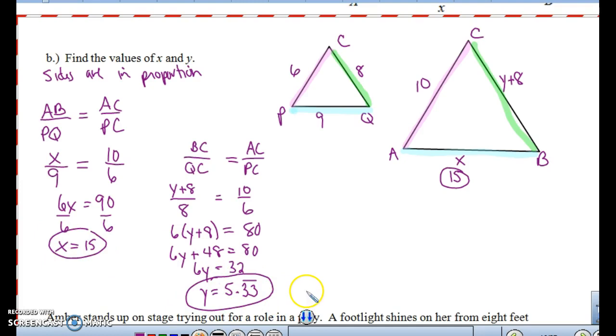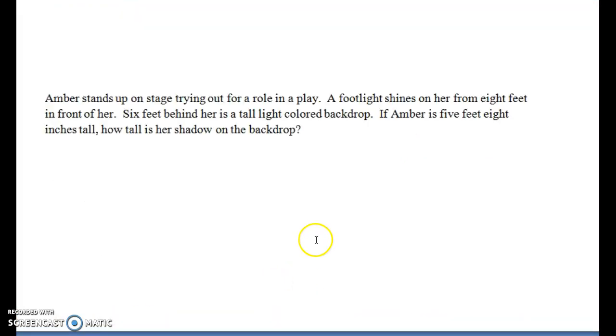It's really important when you do these to draw yourself a diagram so you can see exactly what sides correspond when you set up your proportion. Now let's try this problem.